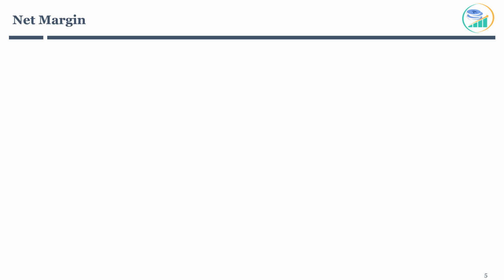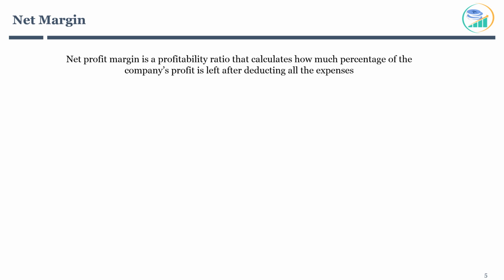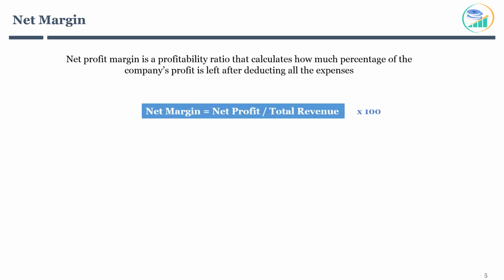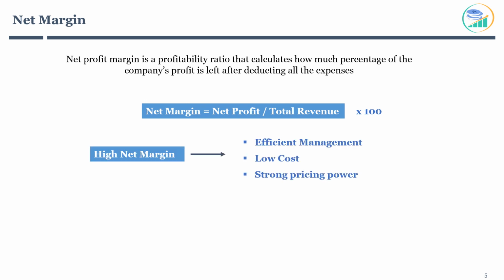It's very easy to understand net profit margin. Net profit margin is a profitability ratio that calculates what percentage of the company's profit is left after deducting all the expenses. The formula for net margin looks like this. Net margin is an important ratio to analyze before making an investing decision. High net margin indicates management is effectively able to control the cost and sell products or services at a price significantly higher than its costs.